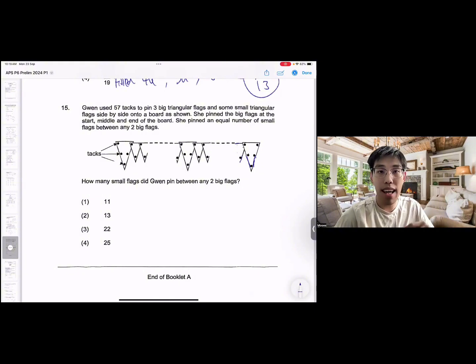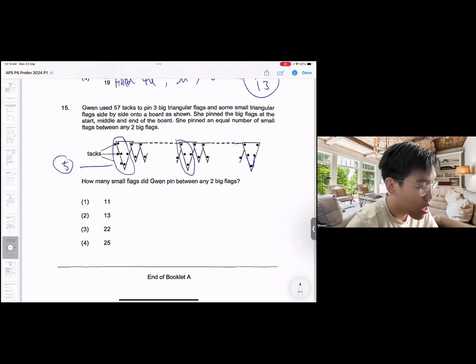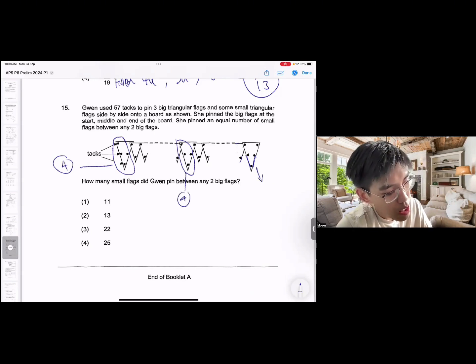What do you mean by extra stuff? The extra stuff is all the big flags. And in each of these big flags, do you see how many tags are being used? From here, there are 5. From here, no, sorry, there is a 1, 2, 3, 4. This one also 4. The last one here, how many? The last one here is actually 5. 1, 2, 3, 4, 5.